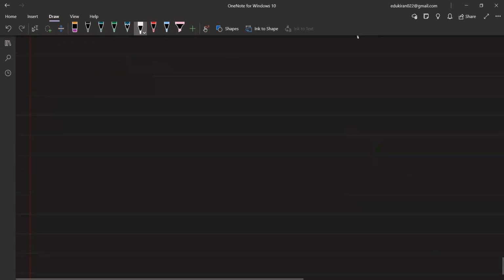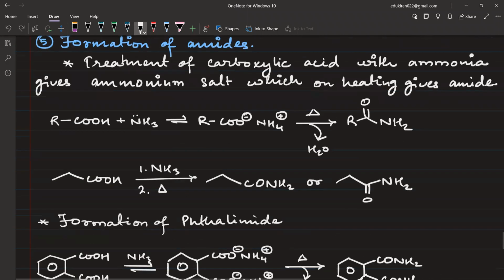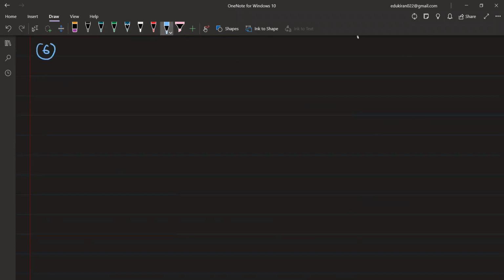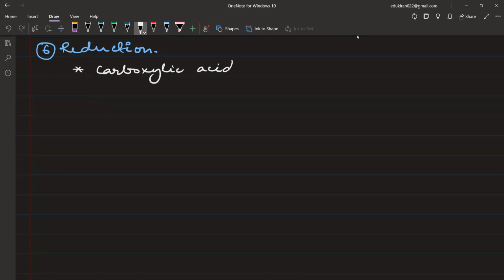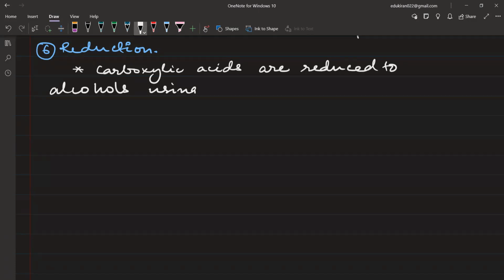Right, next. Reduction. This is the sixth reaction. So we know that when we reduce carboxylic acid, it is going to give you alcohol. And please remember, we can use two reducing agents. Please write here, carboxylic acids are reduced to alcohols using LiAlH4 or B2H6. B2H6 is also known as diborane.